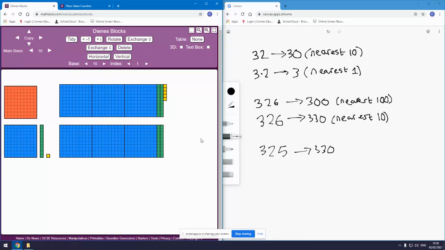As always, so that's my short video on looking at rounding and exploring rounding concretely using Dienes and potentially place value counters as well.